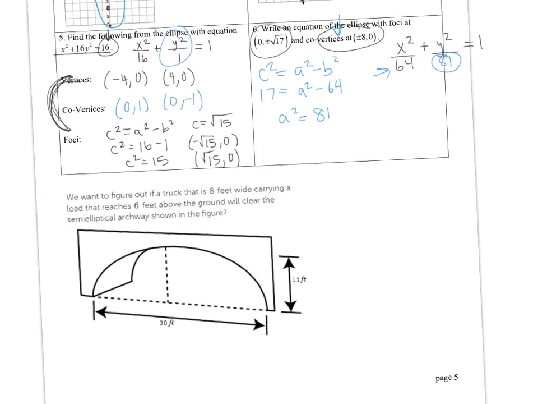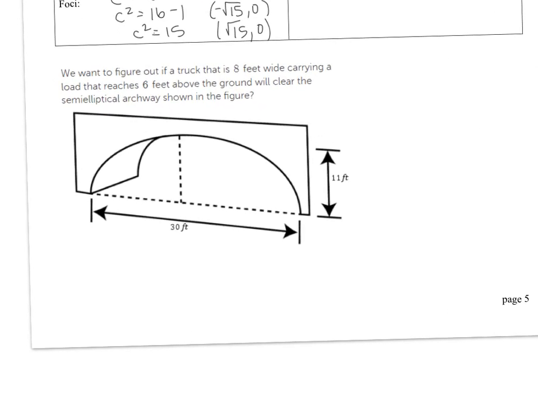And then down here, we want to figure out if a truck that is 8 feet wide carrying a load that reaches 6 feet high can clear the semi-elliptical archway. So you have this 8-foot wide truck and it's 6 feet tall. The highest point of this arch is 11. We know that in the middle it can fit underneath here, but we don't know if it's going to hit a corner.